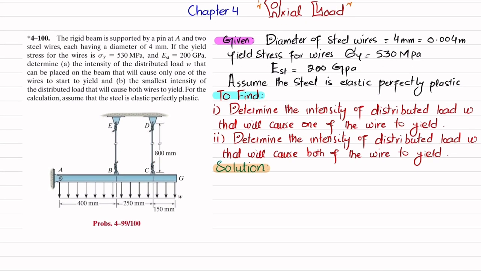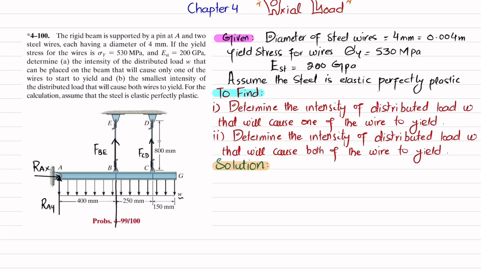The first step is to remove the pin support at point A, so you will have a vertical reaction force, which will be RAY, as well as a horizontal reaction force, RAX. Similarly, if you remove wire BE, there will be a vertical reaction offered by this wire BE on the beam. The same is the case for wire CD, which will act with a vertical reaction force on the beam, equal to FCD. And there is a distributed load of magnitude W.